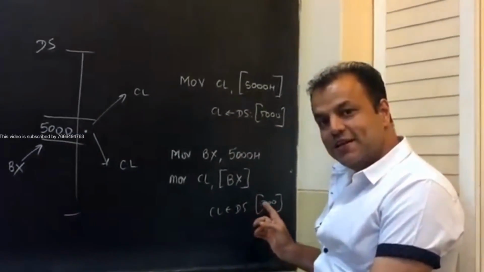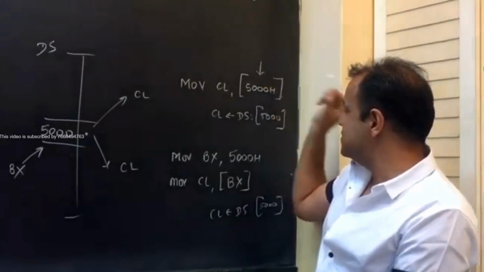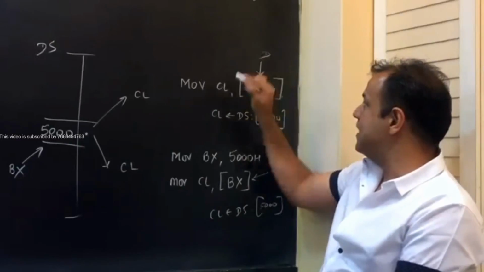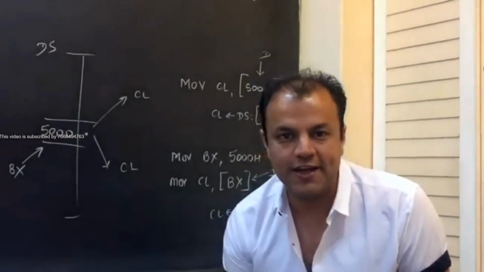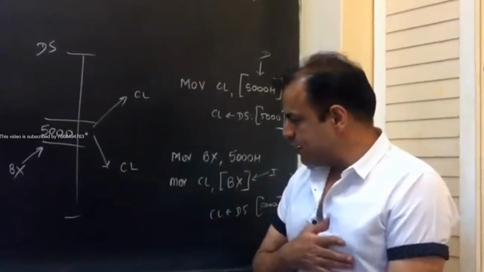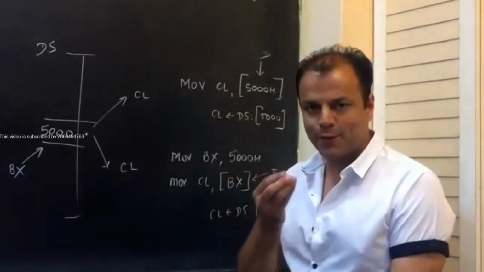Here also CL is getting the data from 5000. What's the difference? Here we have given the address in the instruction. Here we have given the address using a register. So this is called direct addressing. This is called indirect addressing. Tell me, did you understand the difference between direct and indirect? Now, why is it that more than 95%, 97% of programming happens like this and not like this? Look here.